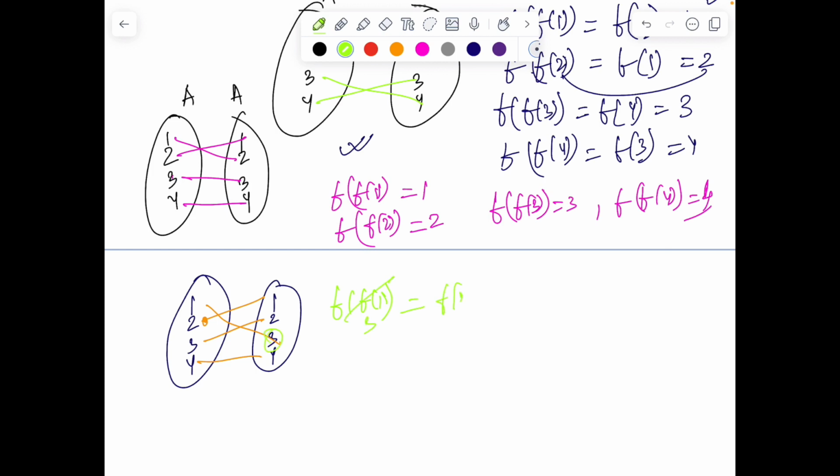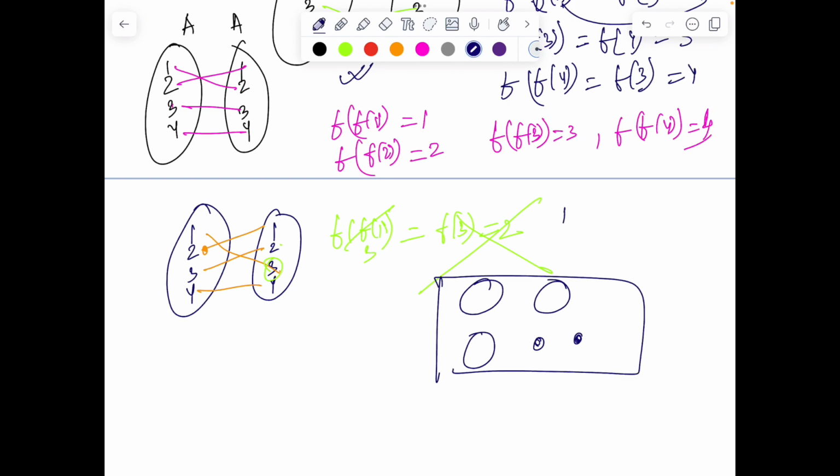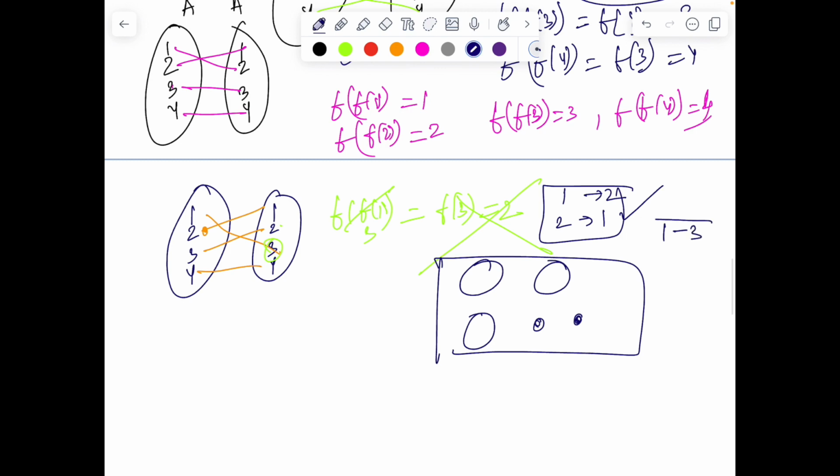Let's check. So what about f of 1? This time f of 1 is 3, so this will become f of 3, but f of 3 is 2, so that's not possible because we want f of 3 to go to 1. So one thing is clear: I have to make a group of 2, 2, or a group of 2, 1, 1, these kinds of structures, because if 1 is going to 2, 2 has to go to 1. We don't have a choice under the restriction f of x equals x.